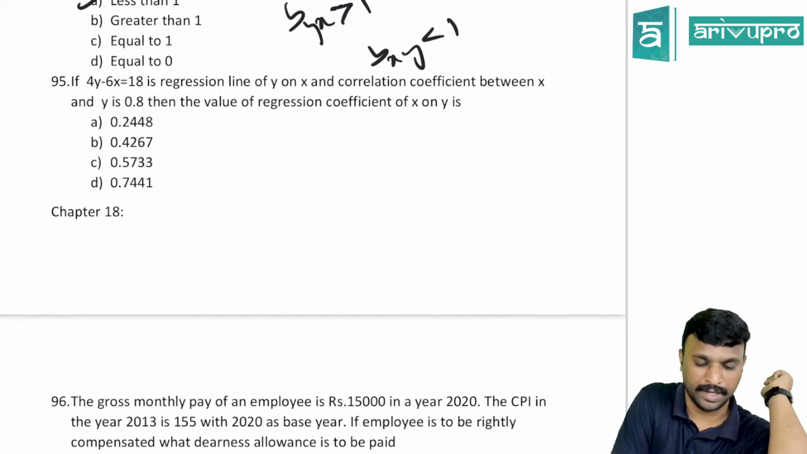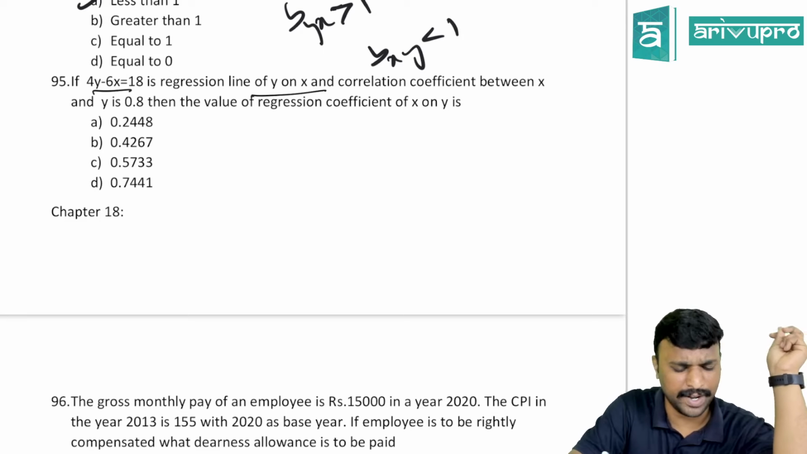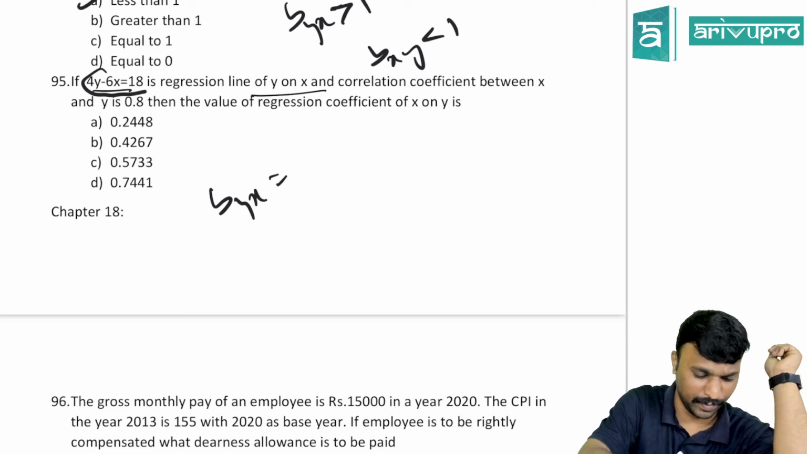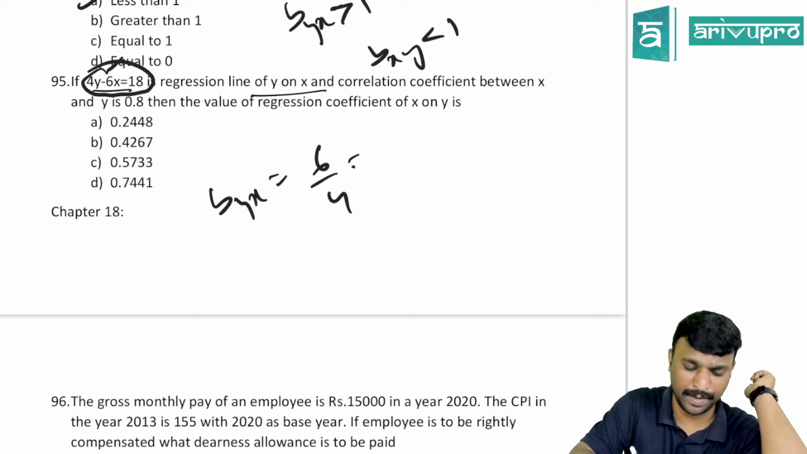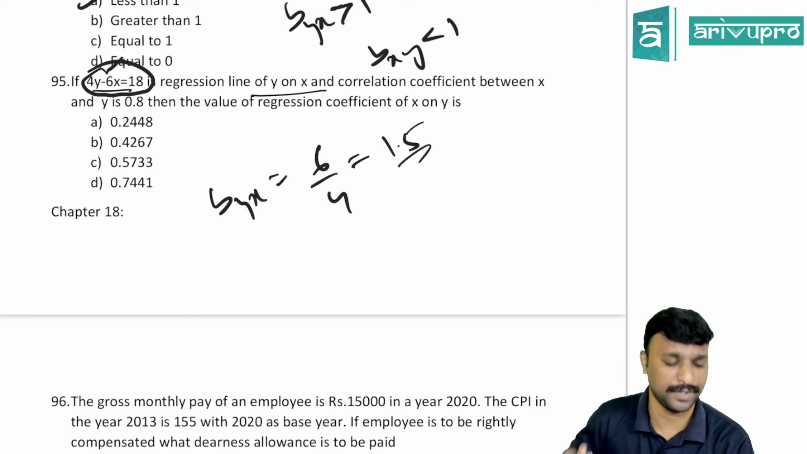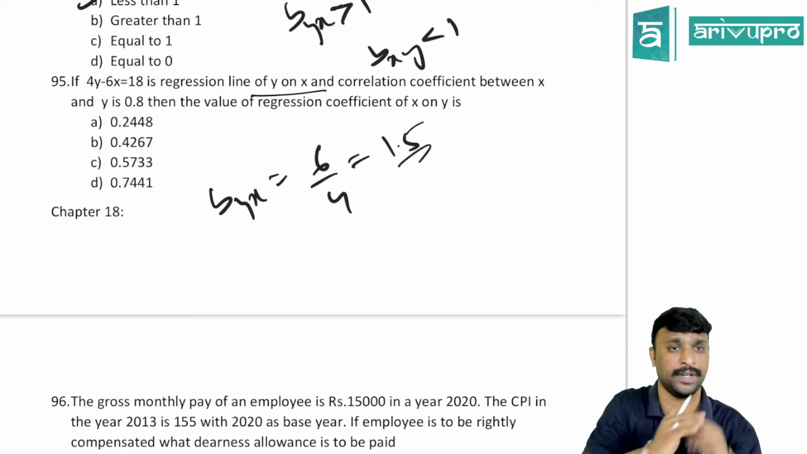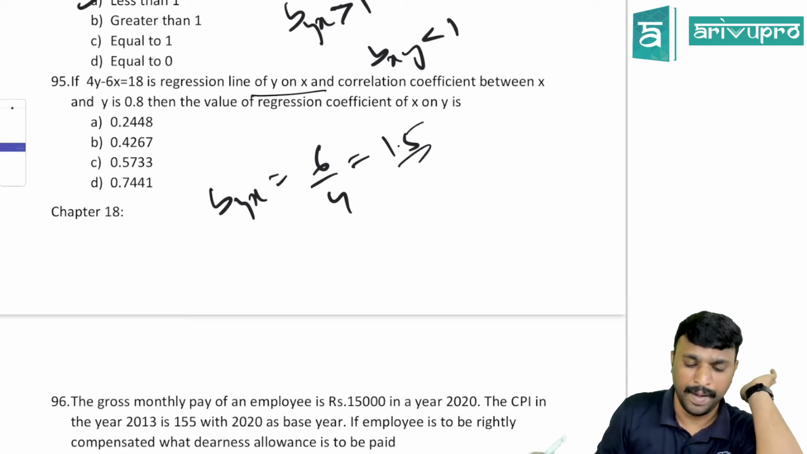95th question. Regression line of y on x is given. Guys, when the regression line of y on x is given, you can find out Byx. You have to do x by y from this equation, correct? That means 6 by 4. Coefficient of x is 6 and coefficient of y is 4, which is 1.5. Guys, is Byx positive or negative? Definitely positive, because when you segregate both x and y in the equation, both x and y will be positive. Regression coefficients are positive. Even r is also positive.